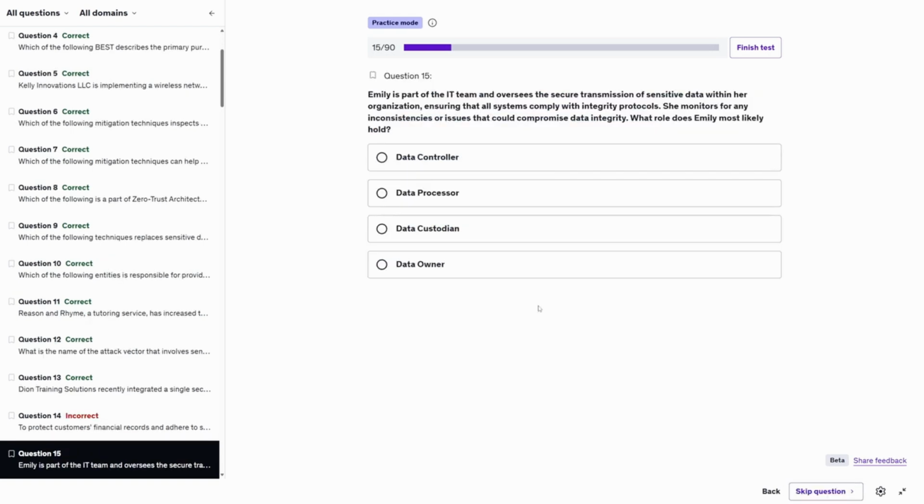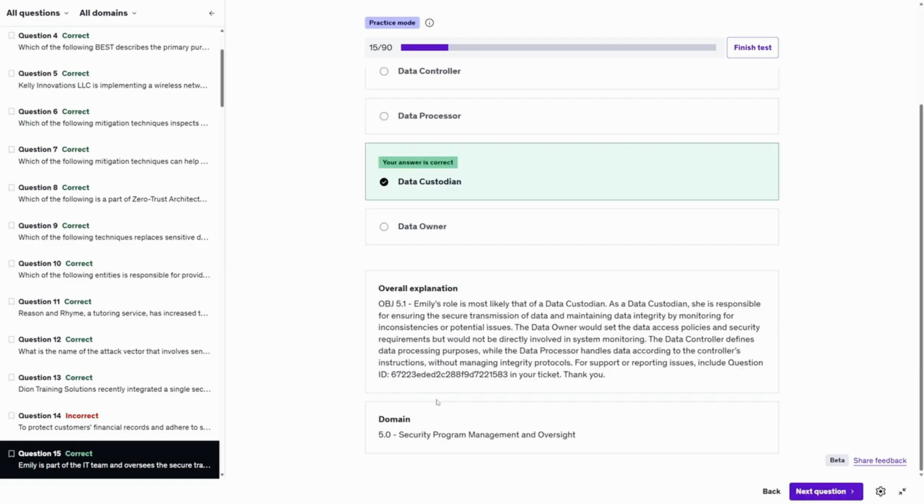Emily is a part of the IT team and oversees the secure transmission of sensitive data within her organization, ensuring that all systems comply with integrity protocols. She monitors for any inconsistencies or issues that could compromise data integrity. What role does Emily most likely hold? And the role that Emily most likely holds here would be data custodian. Emily's role is most likely that of a data custodian.